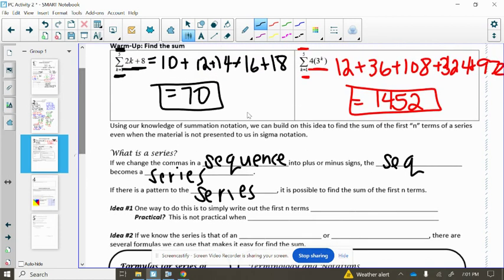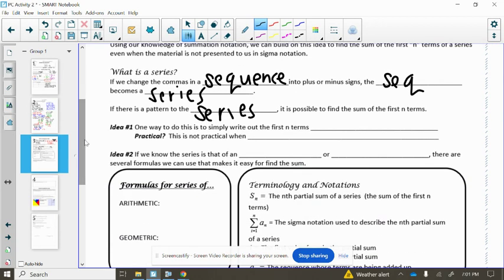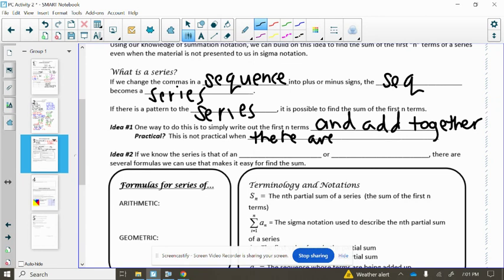Now, we can do it where we list out the terms like we did up above and just add together those values. But it's not really practical because if there are many, many terms to add together, then that's not really conducive to time and finding all those sums. So again, if we know that we have an arithmetic or geometric series, we know that we can sum up our values using a formula.